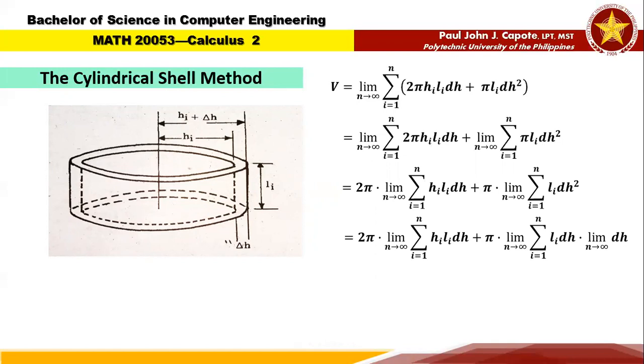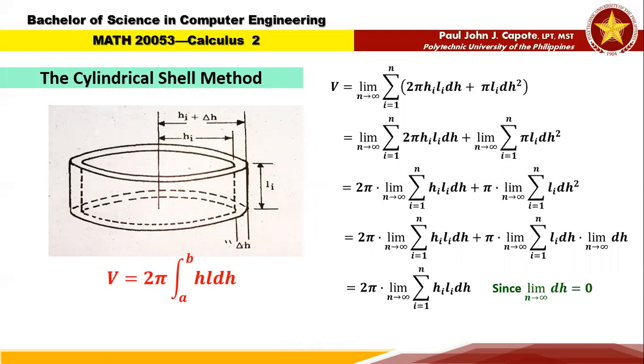expanding the second term, we have the limit of the summation of L sub I dH, where I starts from 1 to n, and n approaches infinity, times the limit of dH as n approaches infinity. We get 2 pi times the limit of the summation of h sub I times L sub I times dH, where I starts from 1 up to n, and n approaches infinity, since the limit of dH as n approaches infinity equals 0, so that would make the second term equal to 0. And so what remains is the first term.